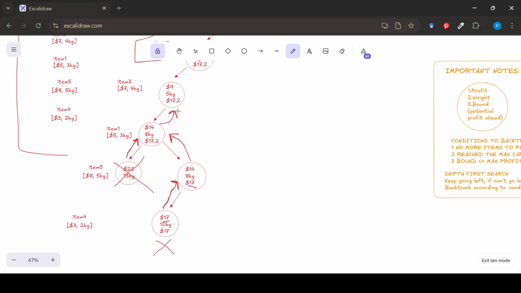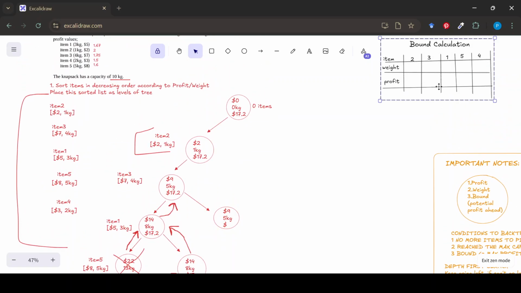Here, our maximum profit is less than our bound, so we have a little bit more potential profit left here. So we must check on this tree. From here, I can't go left, so I go right. Since I have gone right, my decision is do not pick up item 1. Since I'm not picking up anything, my profit will remain the same, my weight will remain the same, and let's check our new bound.